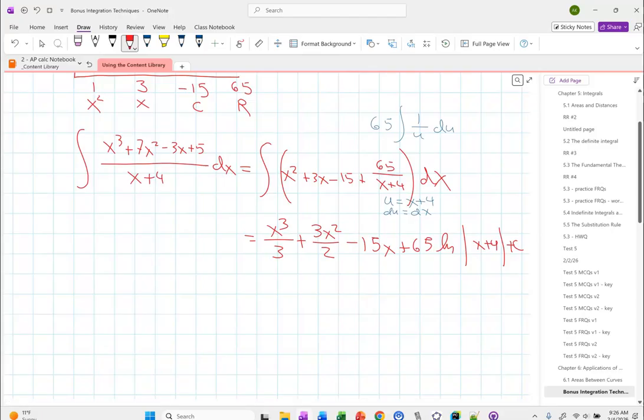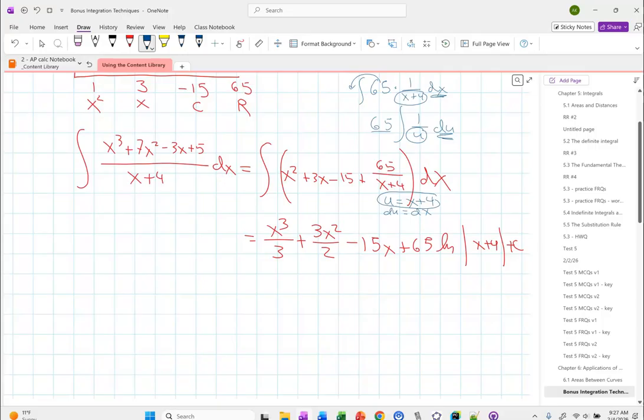Lucia, can you explain how you got the 1 over u du? I get the 65, pulling the 65 out in front. So what I had was 65 times 1 over x plus 4 dx. Right, that's the piece I'm integrating. So the 65 comes to the front. We said our u is x plus 4. So I replace that. And then when I did the derivative of u with respect to x, du dx is equal to 1. I multiply the dx over, so du is dx. Okay.